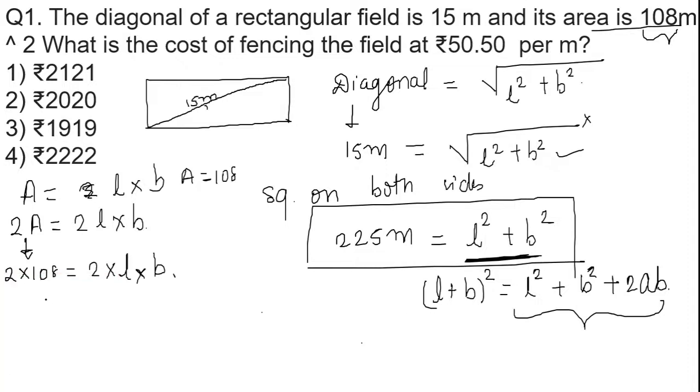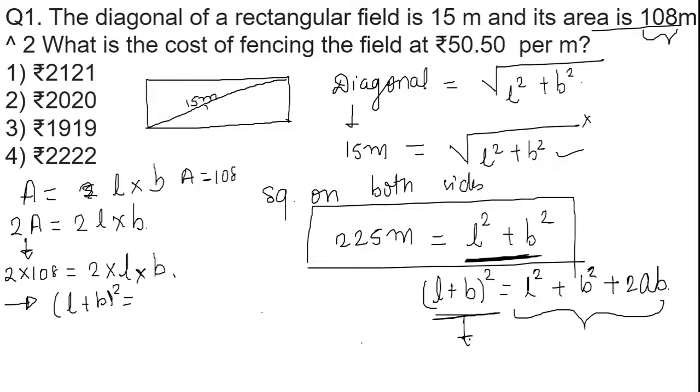We are taking some time for this starting question, but once we get the formula for diagonal, area and perimeter, then we can solve all of the questions easily, without any lag. So L plus B the whole square can be written as L square plus B square plus 2LB.